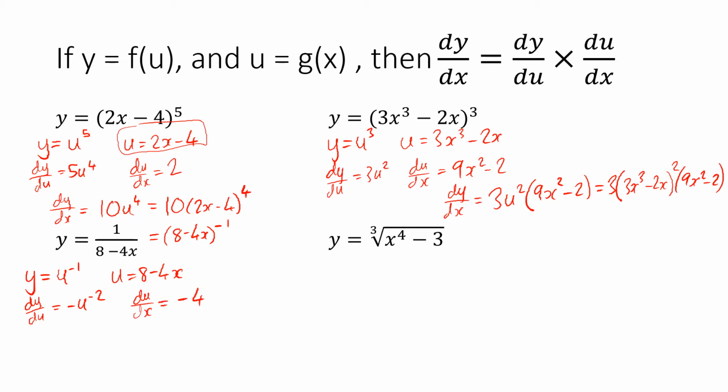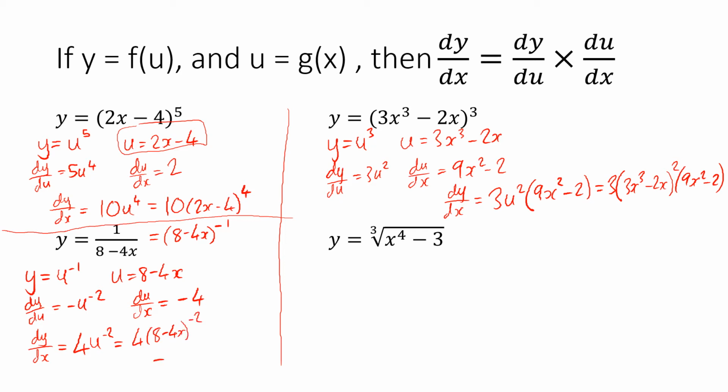Then we could multiply those two together. Multiply those two together and we get dy/dx is equal to, well, minus times minus, so 4u to the minus 2, which is 4 lots of (8 minus 4x) to the minus 2. And you could, if you want, even simplify that a bit more. We know that minus 2 as a power means over something squared, so we could write it like that.